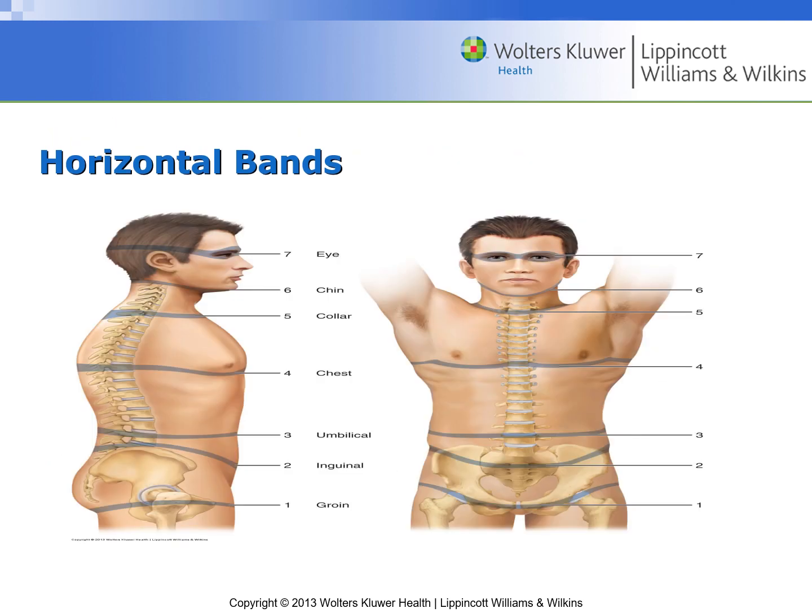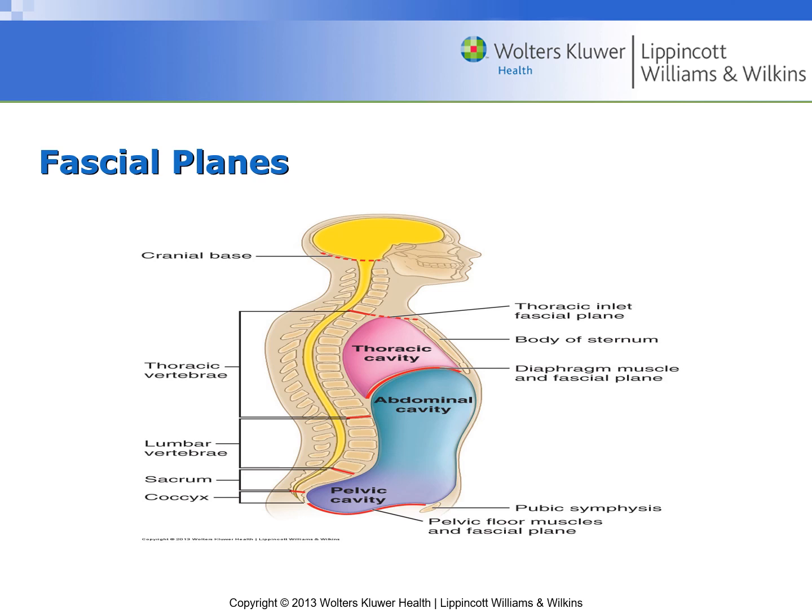Here we see illustrated the horizontal bands. The body has 11 horizontal bands of superficial fascia that add contour and support to the torso. Now, in terms of the fascial planes, there are 4 deep fascial planes arranged horizontally across the dorsal and ventral cavities.